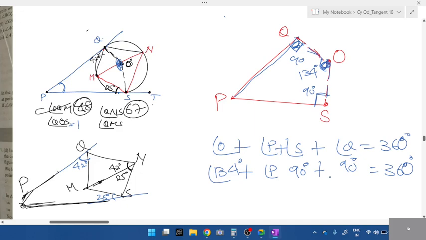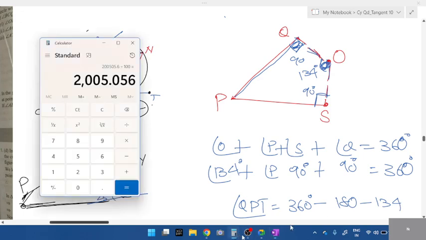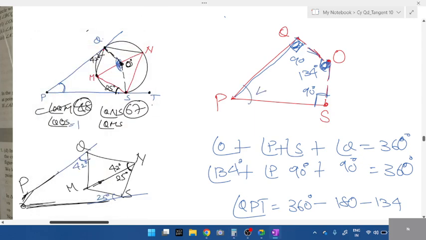Angle QPT. They didn't ask. If they ask, this is how you solve. Angle QPT. Angle QPT is equal to 360 minus 90 plus 90 is 180 minus 134. 46 degrees, students. Angle P will be equal to 46.